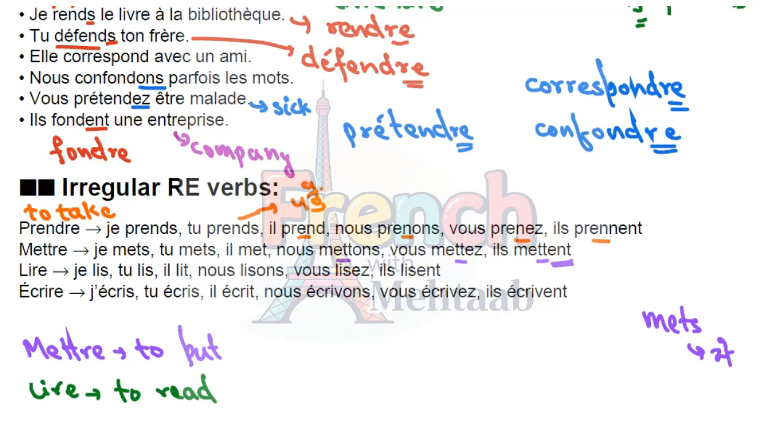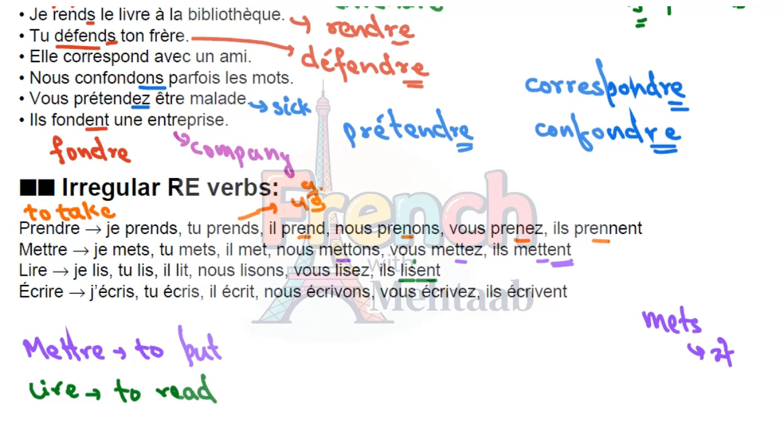Il lit. We read is nous lisons. You read is vous lisez. They read is ils lisent, elles lisent. We would not pronounce the ending ENT, and this S is between two vowels, so this would be pronounced as Z. Ils lisent.